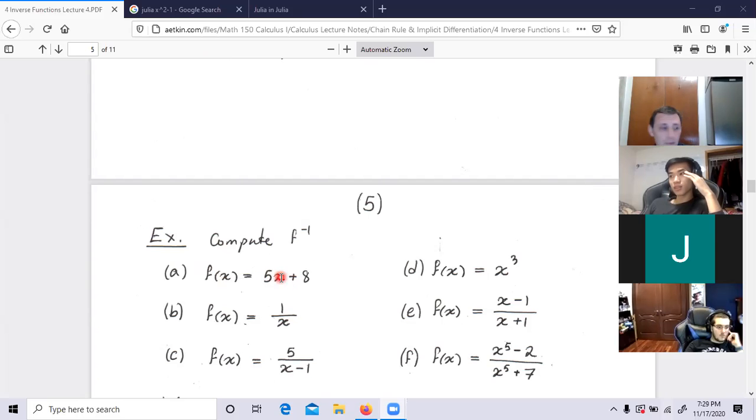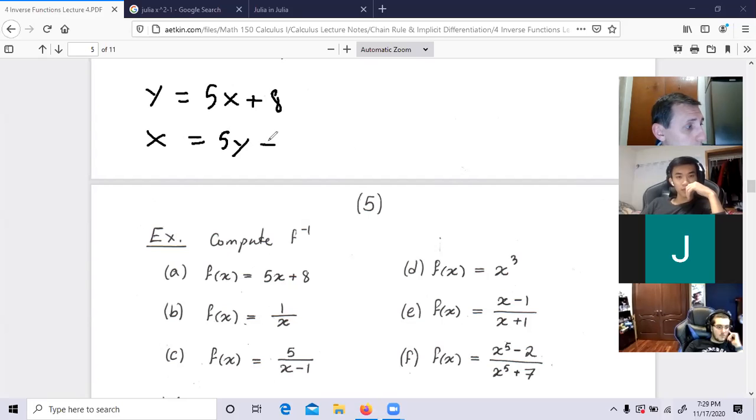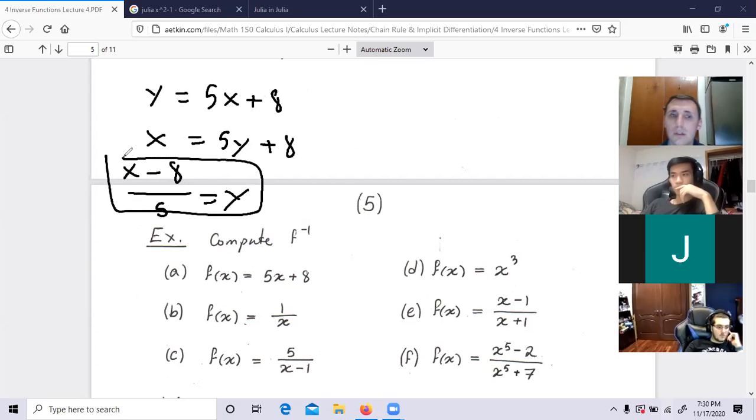Undo this operation. I'm not sure what's going on with you. So here is how we solved it in school, right? In school you were taught to do this, I think. y equals 5x plus 8. And then they said swap the variable. So it's x equals 5y plus 8. And then you solve for y. And then you have x minus 8 divided by 5 is y. So that's supposed to be your solution here. Yes?